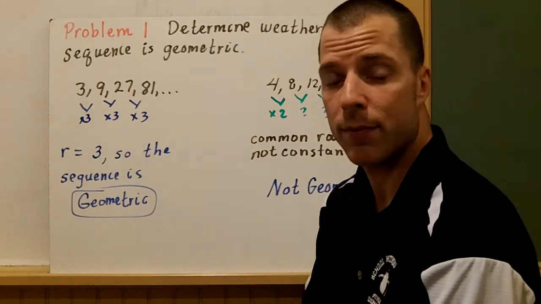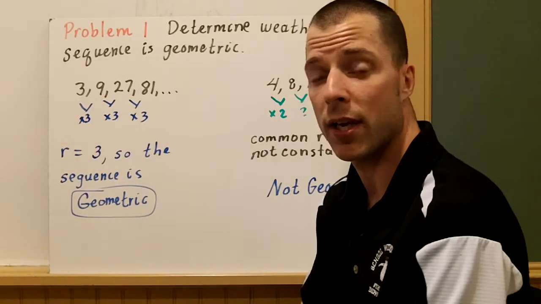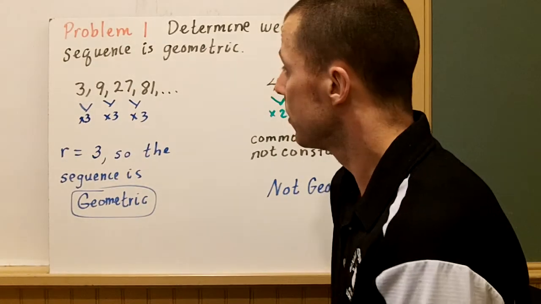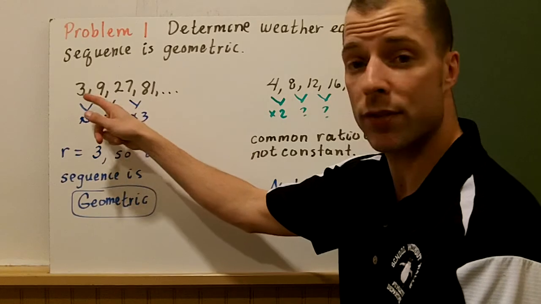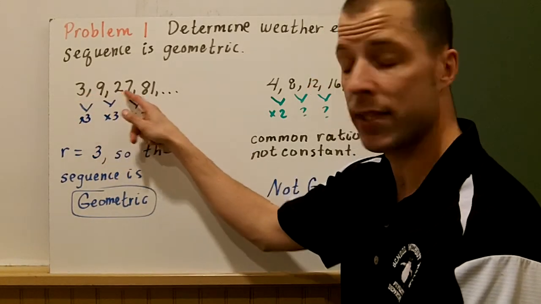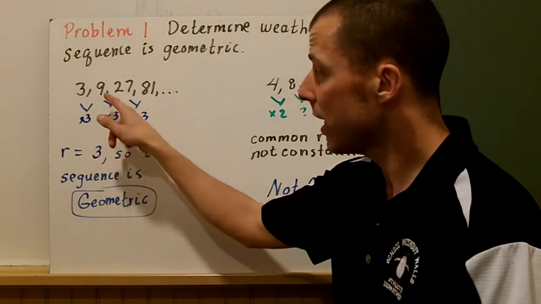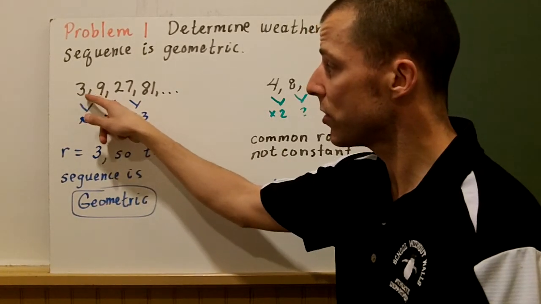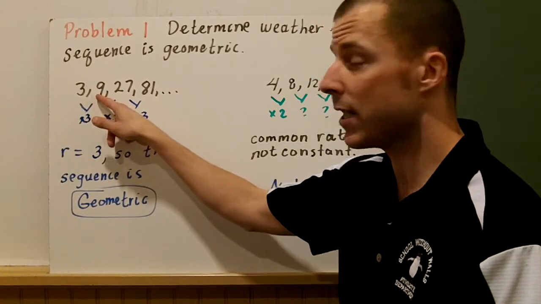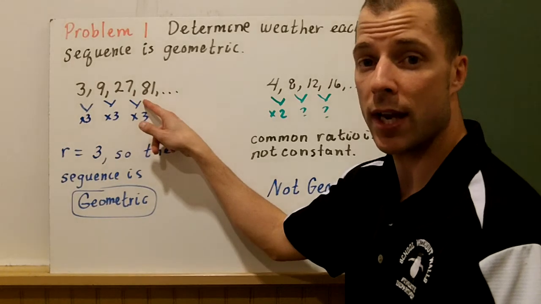In our first example, we're going to look at two sequences and determine which is geometric and which is not. We look at each one of these and we see that the first sequence is 3, 9, 27, 81. And when we look at that, the next term is always found by multiplying the previous term by 3. 3 times 3 is 9. 9 times 3 is 27. 27 times 3 is 81.